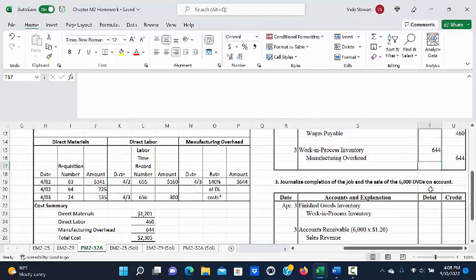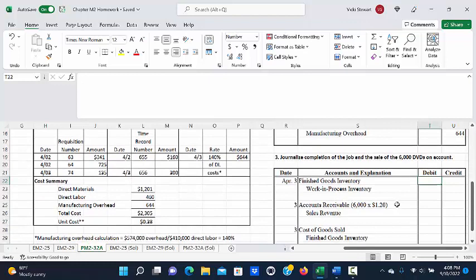In the third part, it asks us to journalize completion of the job and the sale of the 6,000 DVDs on account. So once the job is completed, we would transfer the cost from work in process inventory to finished goods inventory. And so the total cost for the job was $2,305. So we debit finished goods inventory for that amount and credit work in process inventory for the same amount.